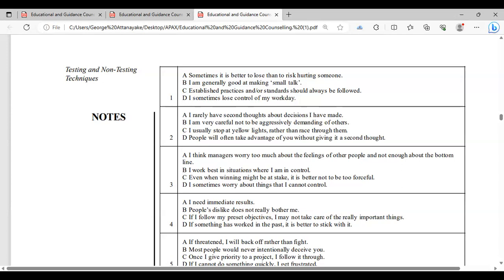Okay, what's your answer for the first one? A. Okay, sometimes it's better to lose than to risk hurting someone. So that means you have that kind of soft skill, interpersonal relationships. For number 2, here there is no exact answer, right? It depends on the person. That is why we call it personality. So there's no correct or wrong answer. It depends on your personality. Okay, number 2.